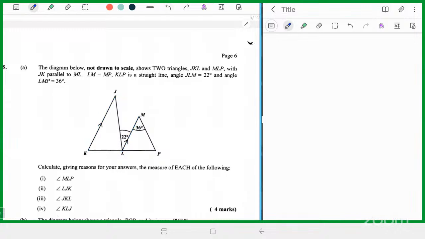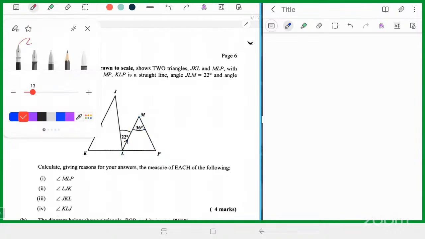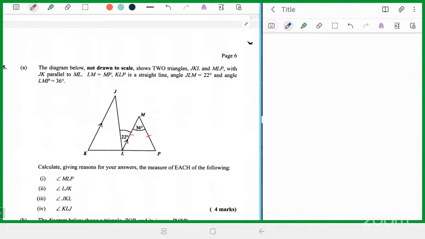And then they give us some equal sides. LM equals MP, but they don't put that on the diagram. So I'm going to put some lines on it. It says LM, which is this one, is equal to MP. So that's an isosceles triangle. Let's put markings on it to remind us that they are equal. I'll put a little mark on this, a little mark on that. It means that those two sides are equal in length. Then it says KLP is a straight line. This is a straight line across here.